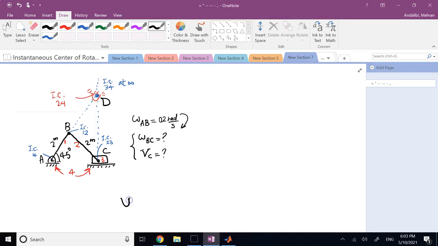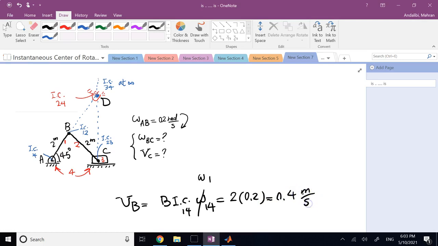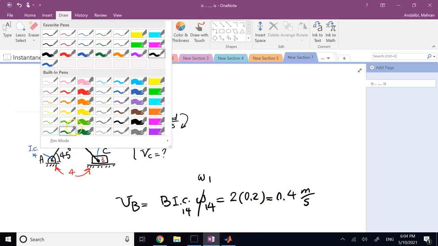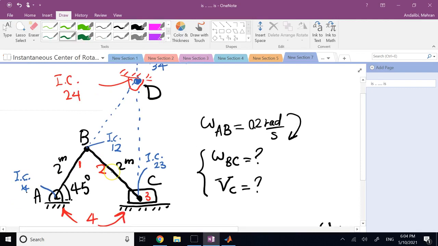I say velocity of point B, since B belongs to AB or member 1, I can find it by the distance from point B to the instantaneous center of 1,4 times omega 1,4. But remember, omega 1,4 is omega 1 minus omega 4, and omega 4 is 0. So it's simply omega 1. And this distance is 2 meters. So it is going to be 2 times the omega of 0.2, so it is going to be 0.4 meters per second.